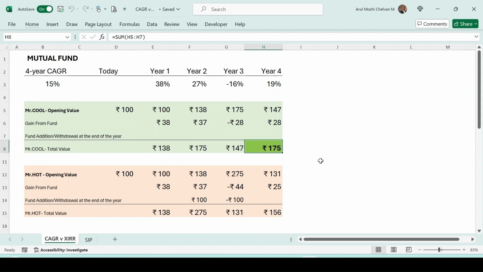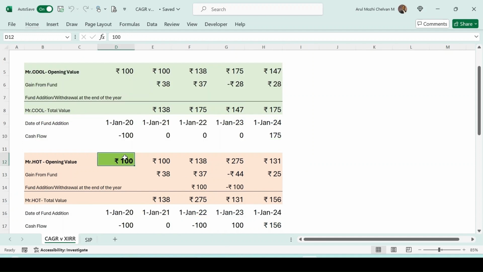Despite starting with the same amount and the same fund performance, Mr. Hot's decisions to add and withdraw funds at less opportune times resulted in lower overall returns, that is only 156 against his total investment of 100, compared to Mr. Cool. His investment is now 175 against his initial investment of rupees 100. To compare the return generated by Mr. Hot and Mr. Cool, we need to employ XIRR because fund addition and withdrawal are involved.